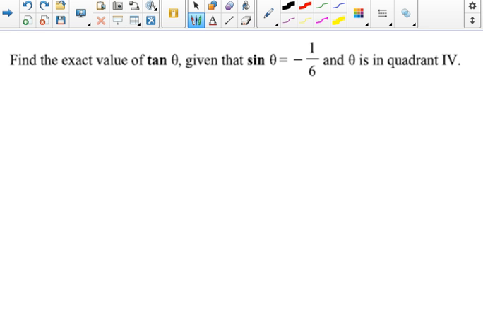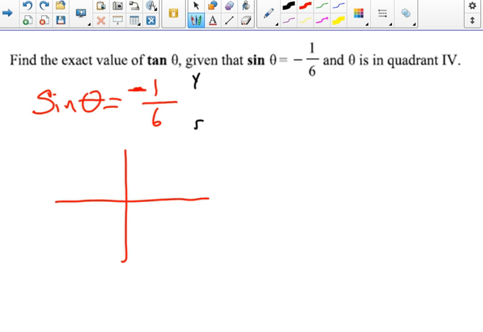Alright, same process. We have sine of theta is negative 1/6. Now sine is, if you recall, y over r, so the negative here does not go on the r, it's got to go on the y. So I have y negative, and r, of course, is positive.